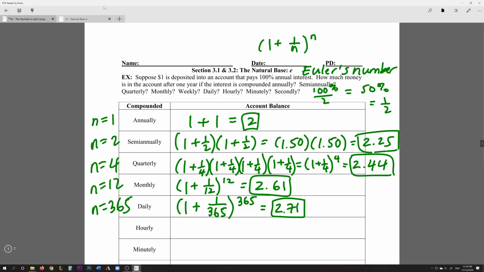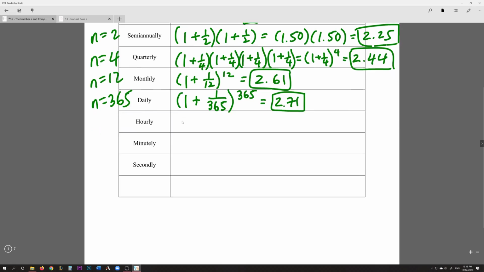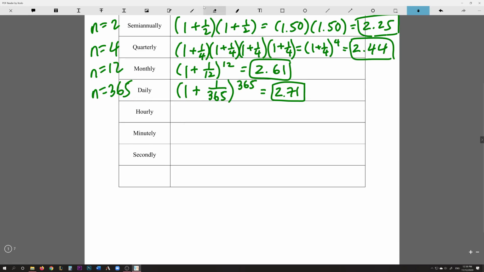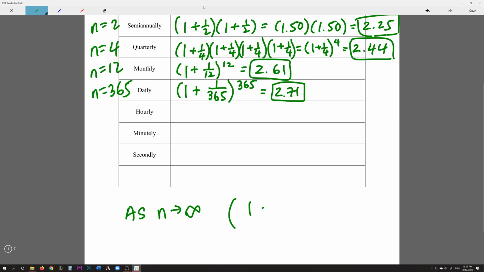Essentially, as you increase the number of times that you compound something, as n goes to infinity, of 1 plus 1 over n raised to the power of n, you get this magical number E. This is one of the proofs for E, or of how you derive it.